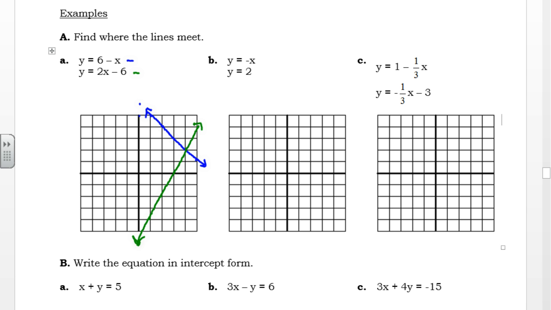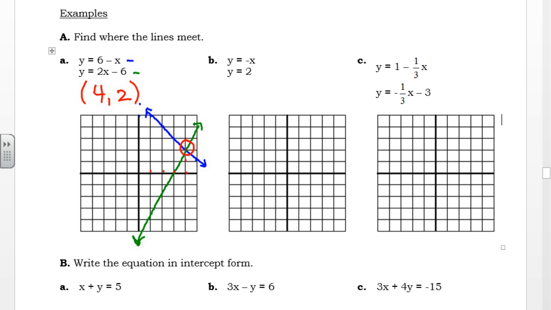And then to tell where the lines meet, I'm going to give the ordered pair of the coordinates. They intersect right here, so that is over 1, 2, 3, 4. And up 1, 2.